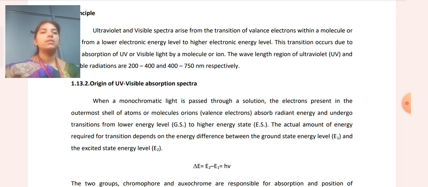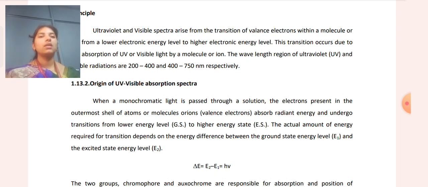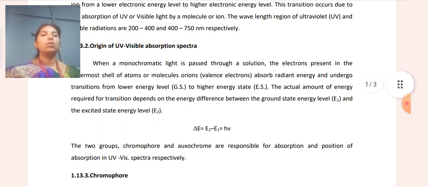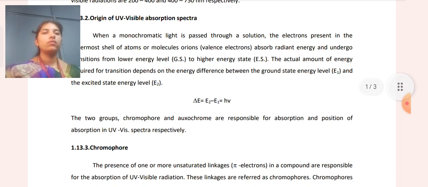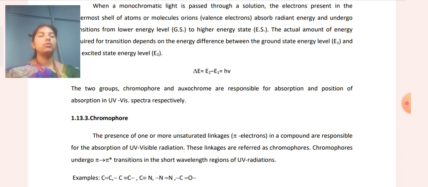When a monochromatic light is passed through a solution, the electrons present in the outermost shell of atoms or molecules, the valence electrons, absorb radiant energy and undergo transition from the lower energy level, the ground state GS, to a higher energy state, the excited state ES. The actual amount of energy required for transition depends on the energy difference between the ground state energy level E1 and the excited state energy level E2. So delta E equals E2 minus E1 equals h nu. The two groups, chromophores and auxochromes, are responsible for absorption and position of absorption in UV visible spectra respectively. So this is the formula for determining the UV visible spectra.